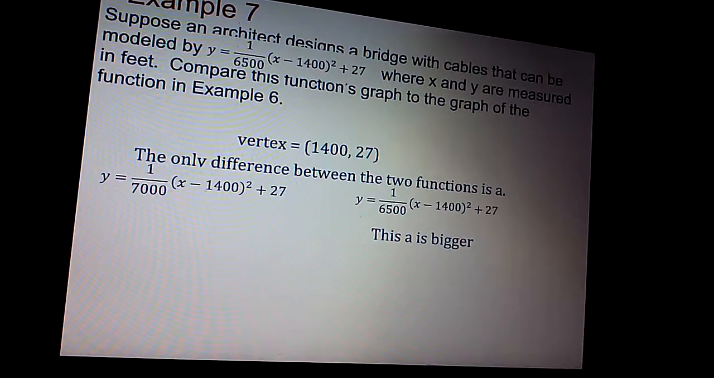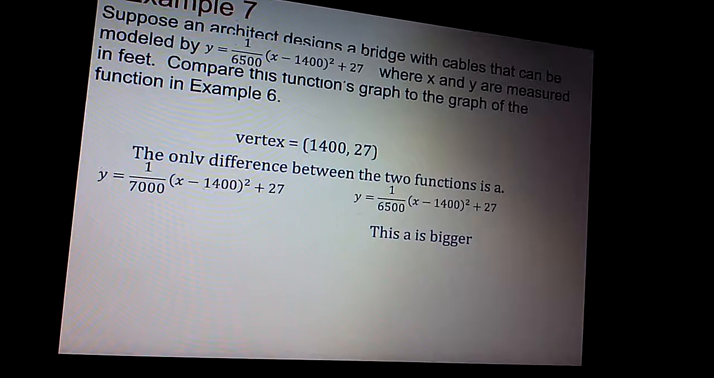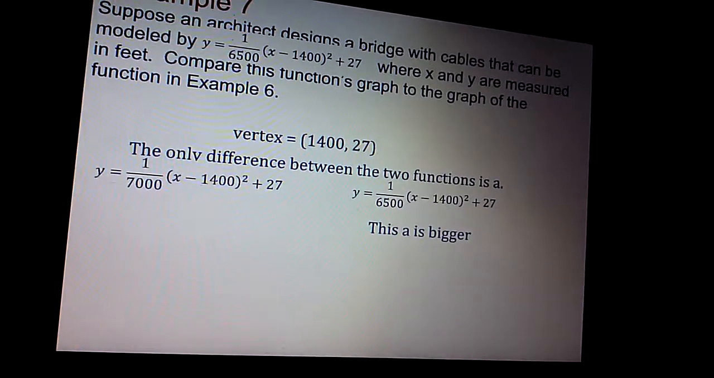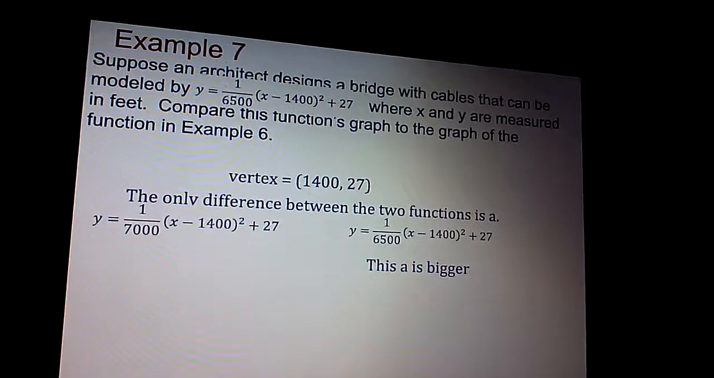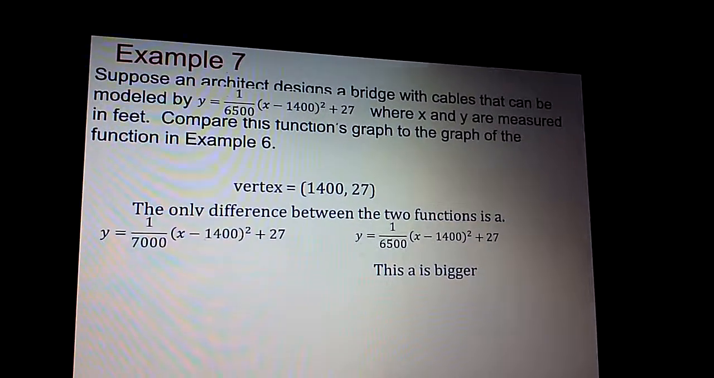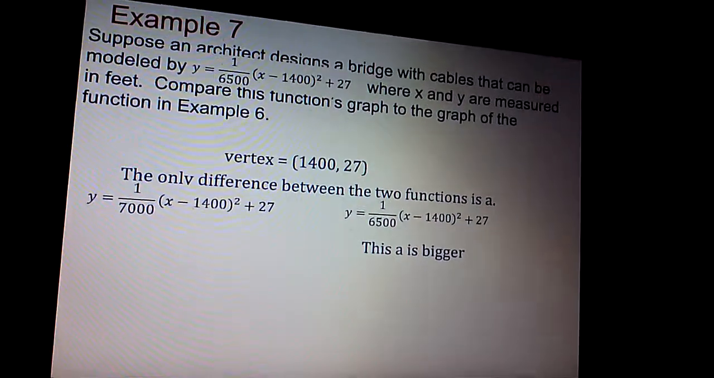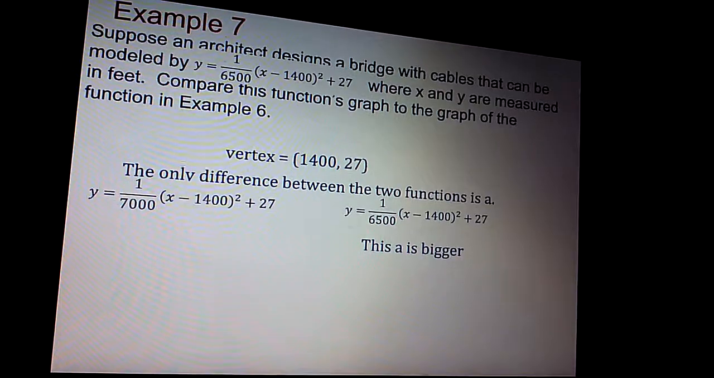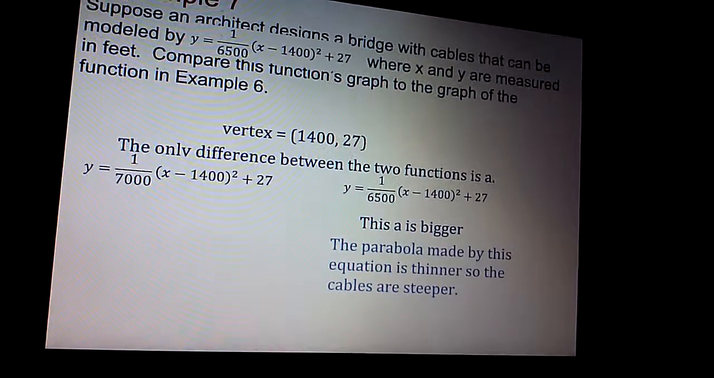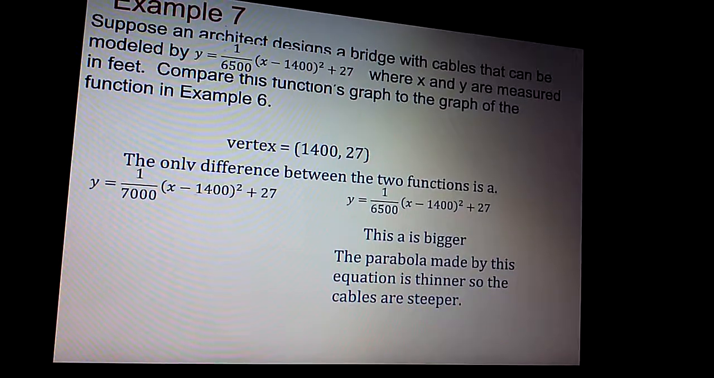If you get 1 out of 6,500 parts, you're going to get a bigger piece than if you get 1 out of 7,000 parts. Okay, think about, I don't know, a cake. You cut that cake into 6,500 pieces, or you cut it into 7,000 pieces, you get a slightly bigger piece of cake on this one. Okay, so since our a is bigger, that means our parabola is going to be thinner. So that means the cables on this one are steeper. That's it.